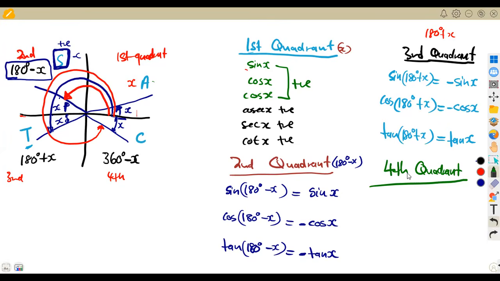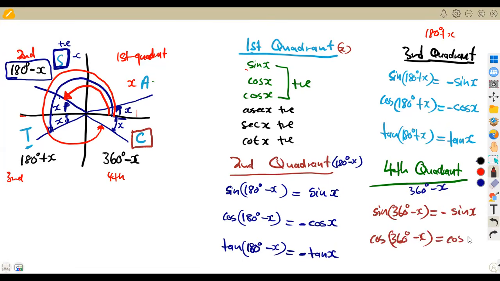In the fourth quadrant, our angle is 360 degrees minus x. But cos is the one that is positive here. We are referring to cos. Everything else is going to be negative. So the sine of 360 degrees minus x is going to be equal to minus sine x. Then the cosine of 360 degrees minus x is going to be positive because it's the quadrant for cos. So it is going to be positive cos x.